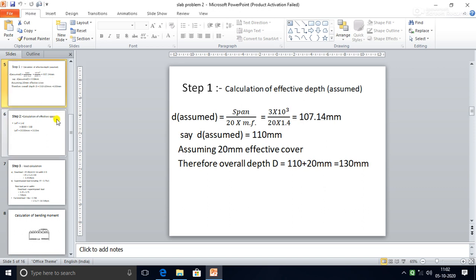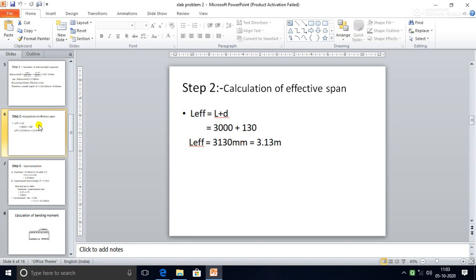Then next is step 2, that is calculation of effective span. That is, effective span is calculated as clear span plus effective depth, not effective cover, it is effective depth. The effective depth is 130 mm, that is 3000 mm plus 130 mm, that is 3130 mm, that is 3.13 meter.